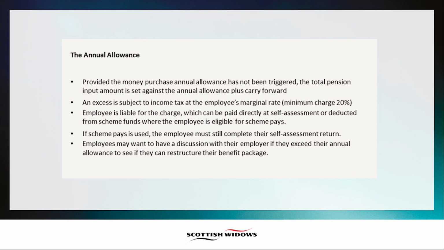Employees that will be subject to an annual allowance tax charge as a result of high levels of employer pension contribution may want to approach their employer and ask if it is possible to restructure their benefits. Some employers will be willing to help their employees avoid such a tax charge by, for example, paying additional salary instead of employer contributions that exceed the annual allowance. This can often be an issue for employees who are subject to the tapered or money purchase annual allowances.